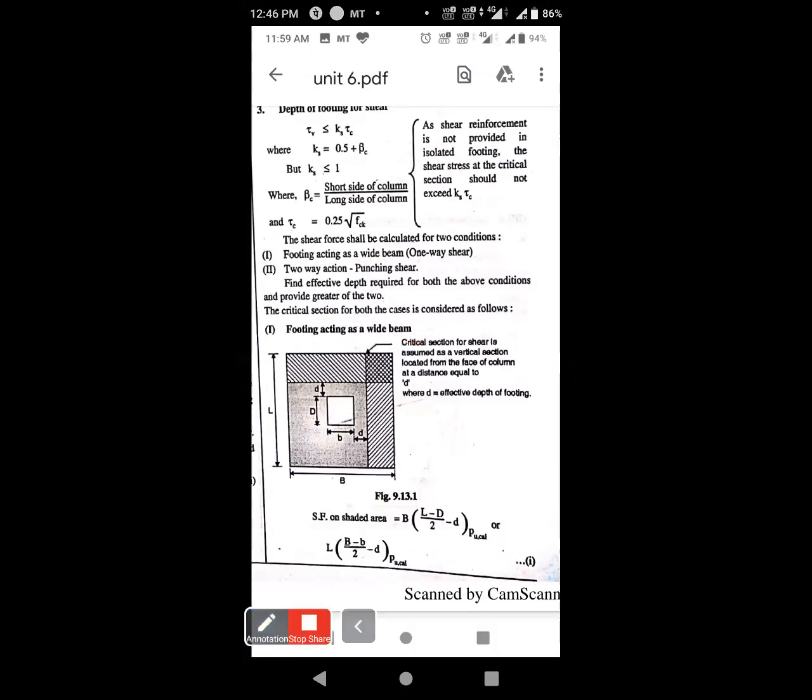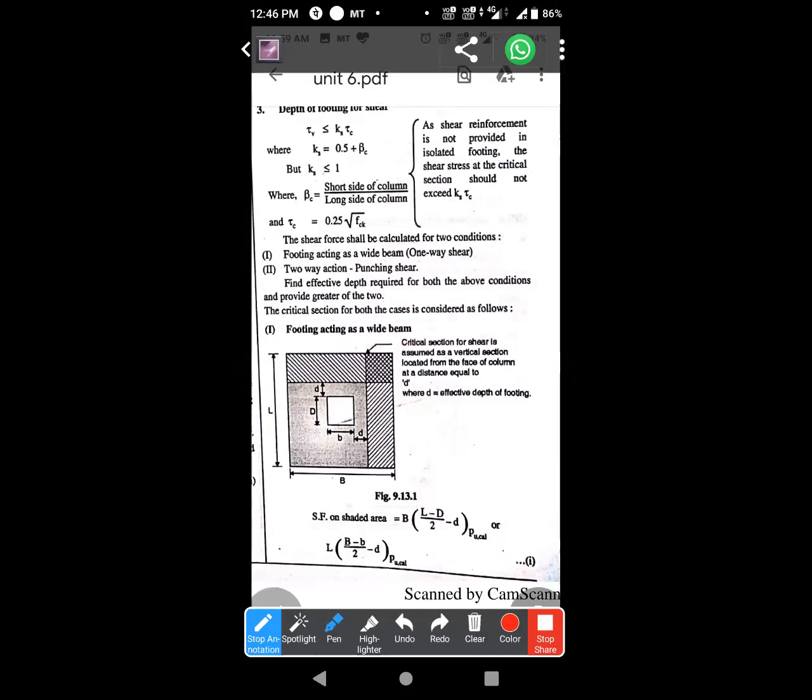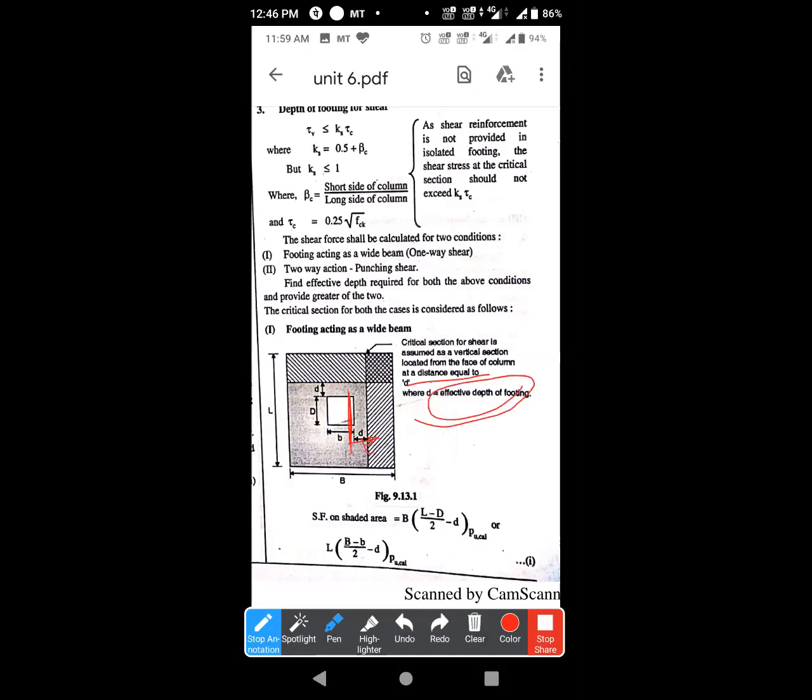Here you can see the diagram. In this diagram you can see footing acting as a wide beam. When footing is acting as a wide beam, then you have to check for the one way shear. This is the critical section. The critical section for shear is assumed to be a vertical section located from the face of the column. This is the face of the column at a distance of d, which is the effective depth of the footing.